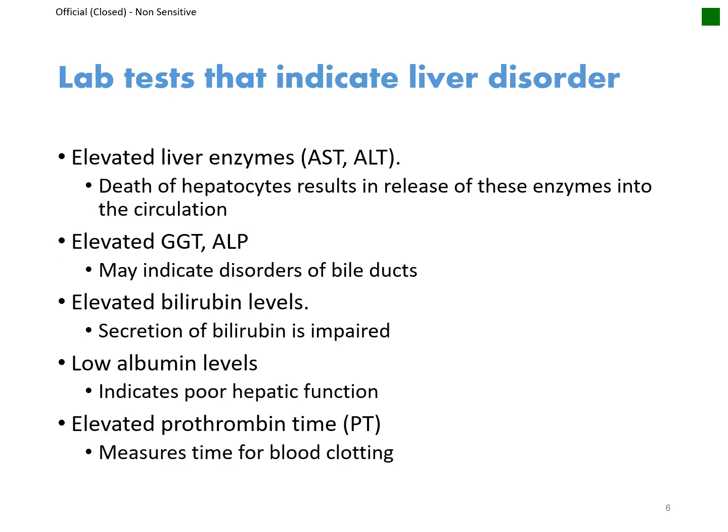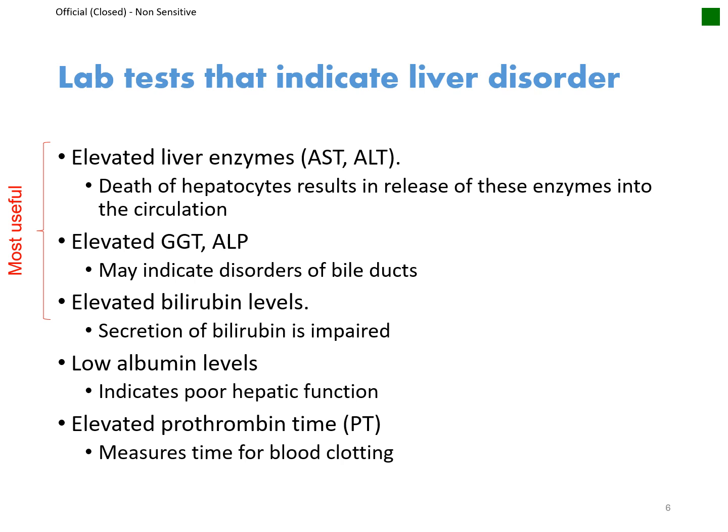Liver disorders can be detected by performing lab tests. The first 3 lab tests here are the most useful and therefore most commonly used. The liver contains many enzymes such as aspartate aminotransferase or AST and alanine aminotransferase, which is ALT. When liver cells are injured or die, AST and ALT are released into the bloodstream. Therefore, a high level of AST or ALT indicates liver damage.